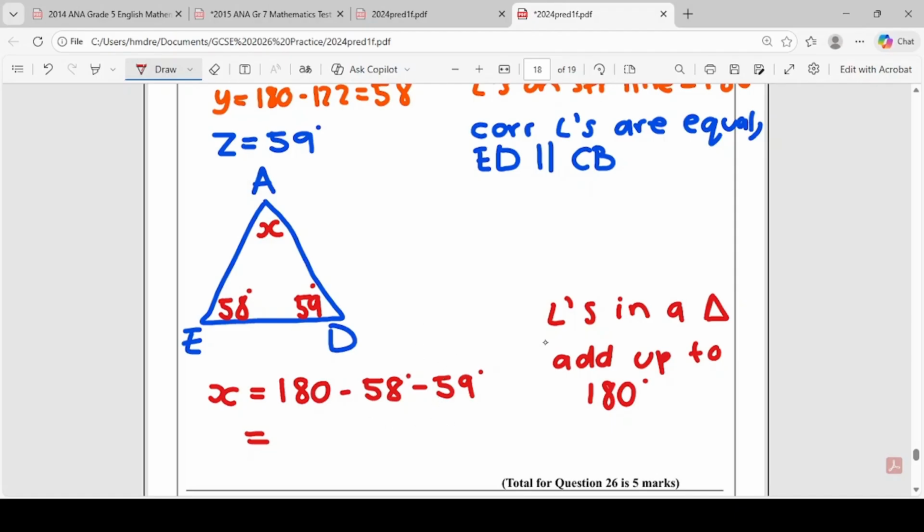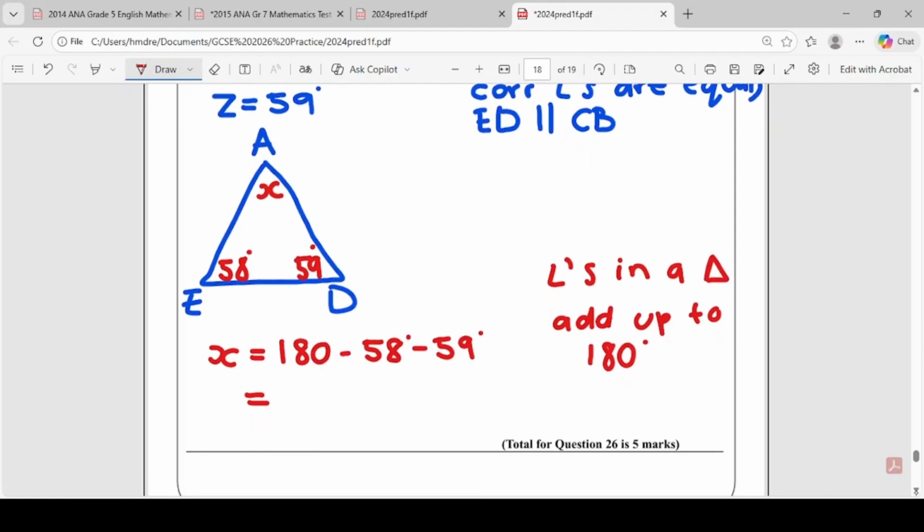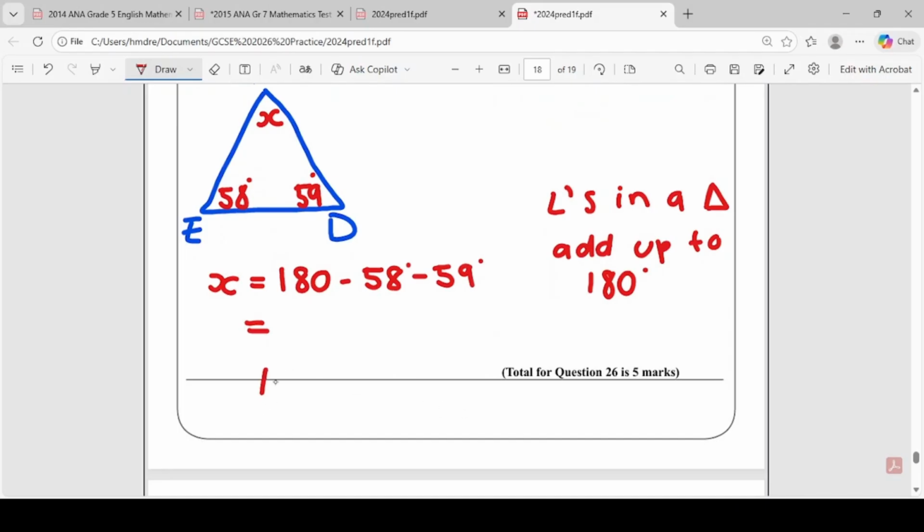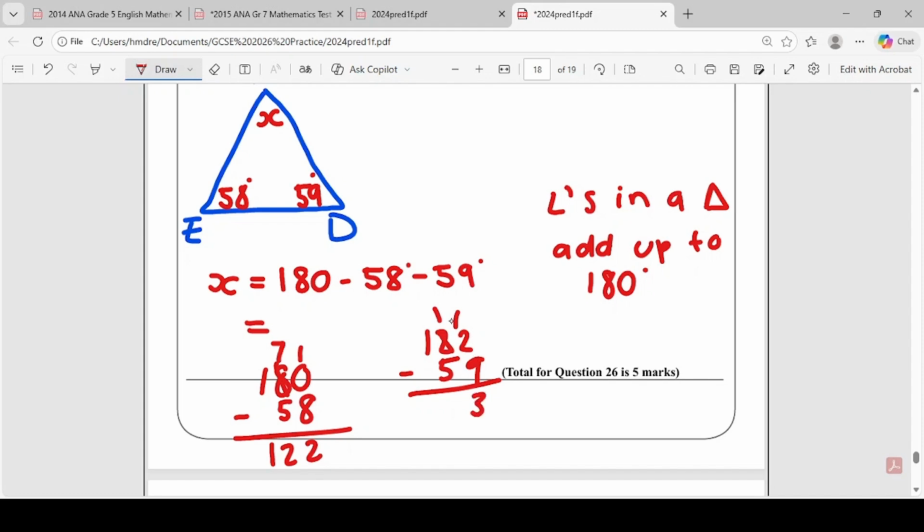And then if we work this out, let's see, 180, take away 58. Got to borrow here. 10 take away 8 is 2. 7 take away 5 is 2. 1 take away nothing is 1. 122 take away 59. Again, we've got to borrow. So 12 take away 9 is 3. 1 take away 5 we can't do. 11 take away 5 is 6. So 63. And that means X is 63 degrees.